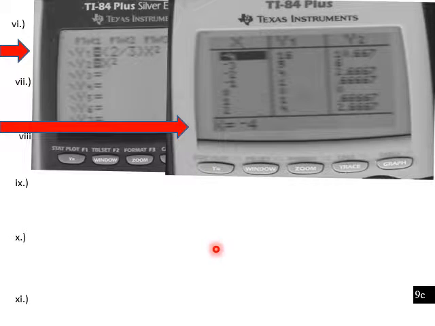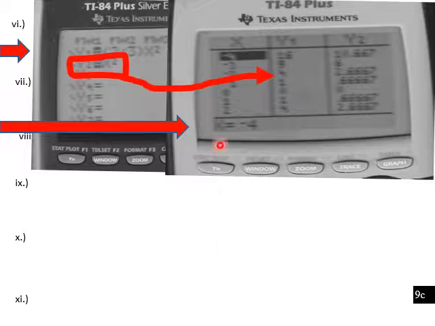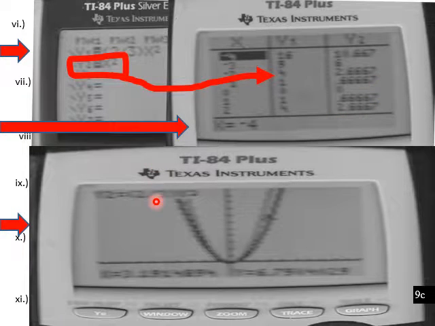Then here is the table again. Here is the table for y equals x squared. This is the parent function, the values for the parent function. Then here are the values for 2/3 x squared in the table. And then here's the plot on your graphing calculator of these two parabolas.